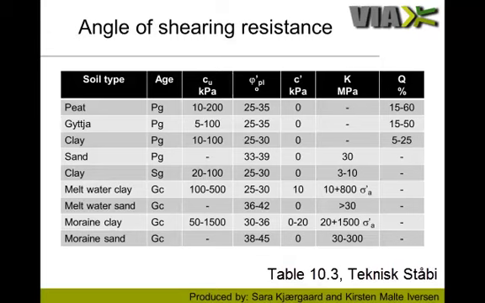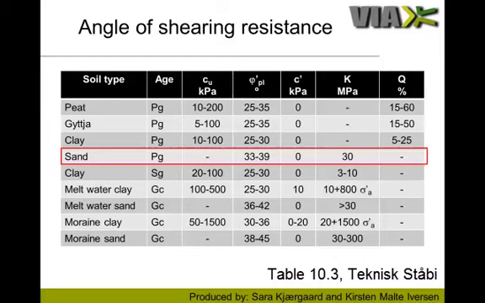Based on information on the soil type and the age of the soil, it is possible to estimate the strength and deformation parameters of the soil. From this table, it can, for example, be seen that a post-glacial sand normally has an angle of shear resistance between 33 and 39 degrees.